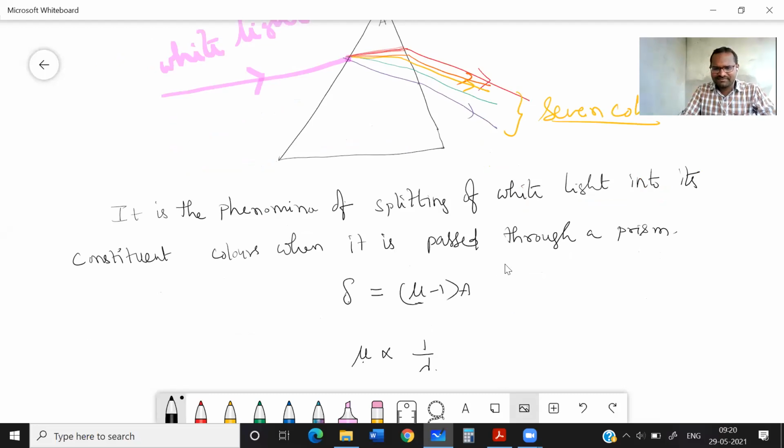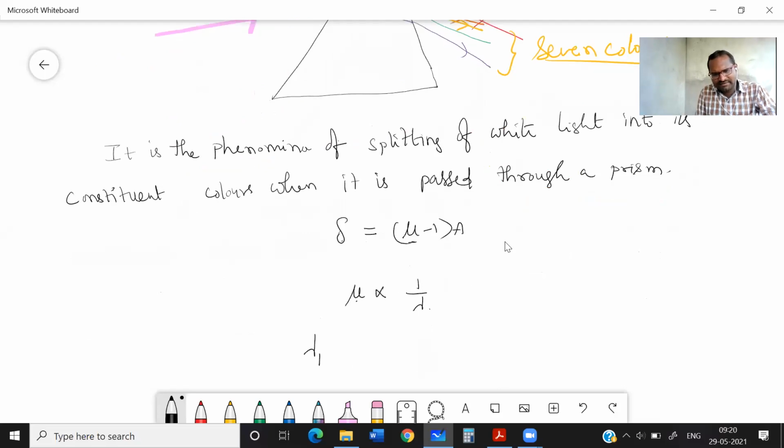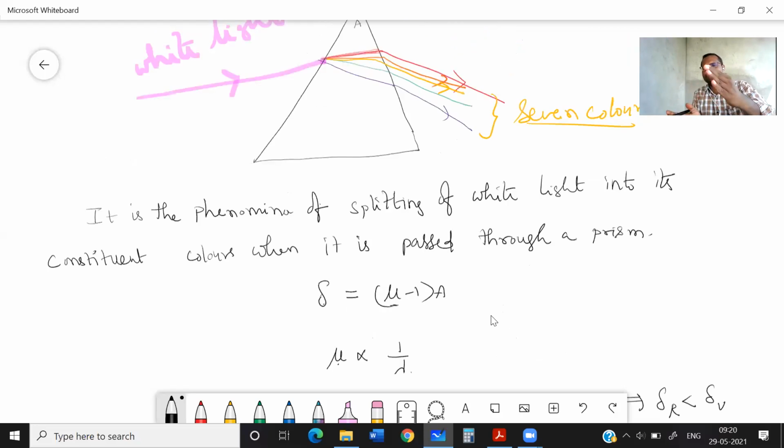Since red color has greater wavelength than violet color, refractive index for red is less than refractive index for violet. That implies deviation produced in red color is less than deviation produced in violet color. So violet color will deviate more, whereas other colors, depending upon their wavelength, will deviate less. So due to this reason, white light splits into several colors. This is the reason.